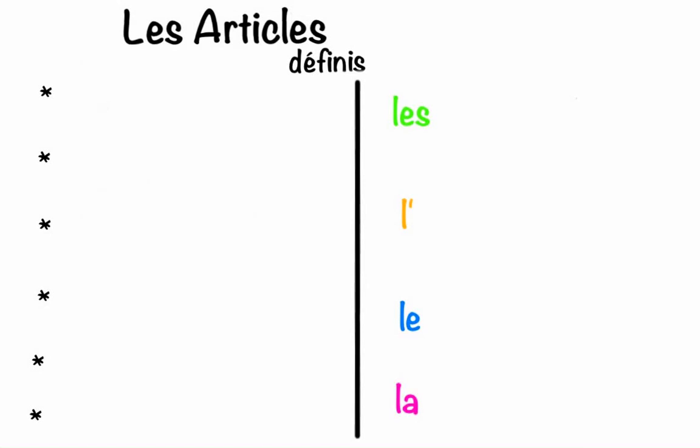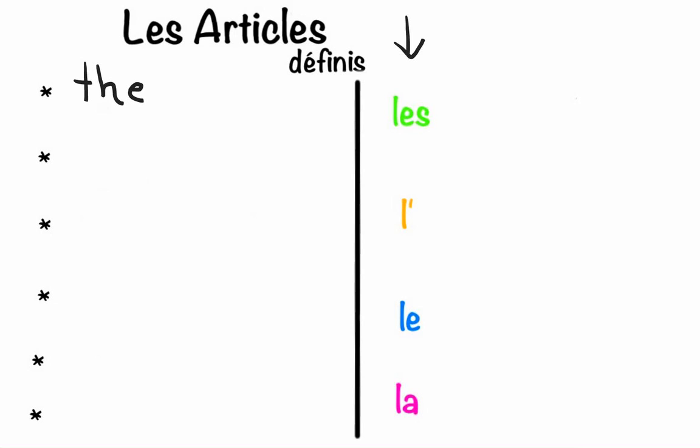Bonjour, this lesson is on les articles définis, so the definite articles. The first thing that you should know about all these articles right here is that they mean the. They translate to the word the, however you want to say it, in English.